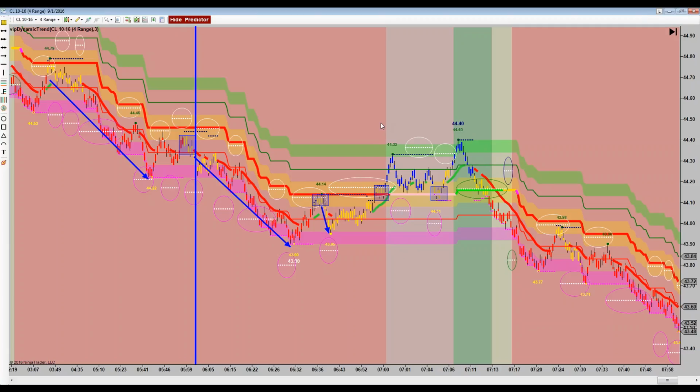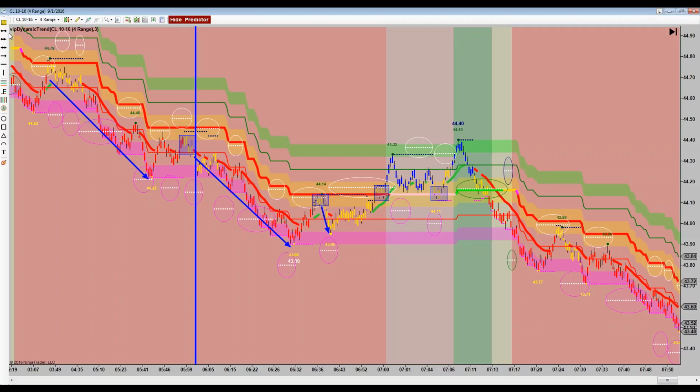I'm circling with my cursor. Just type in a Y or an N. Is this area right in here that I'm circling with my cursor a change in trend? Yes or no? No. What's our rule of thumb?